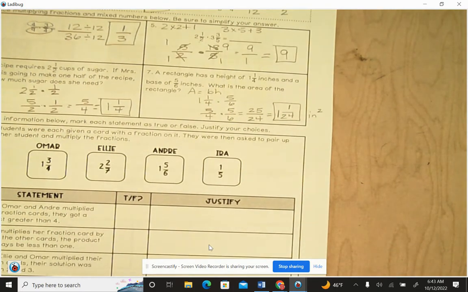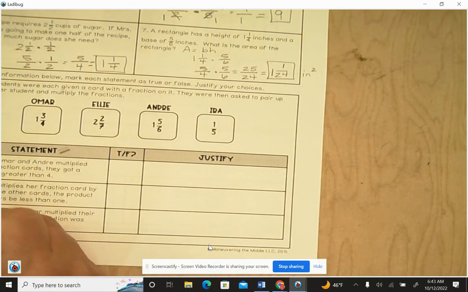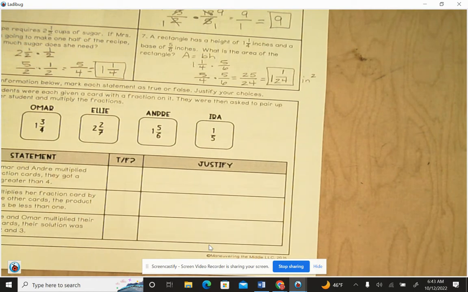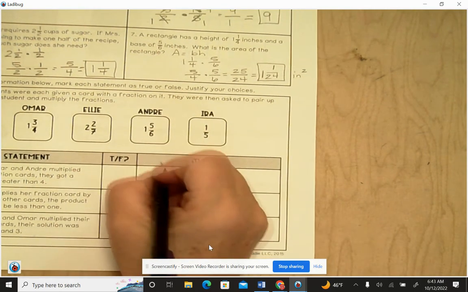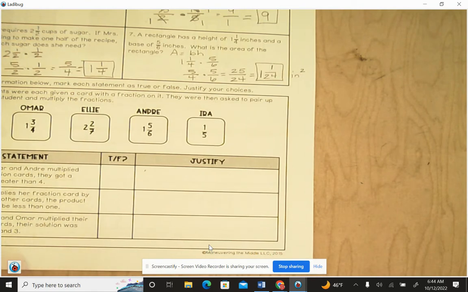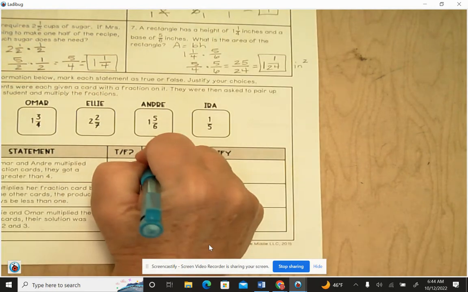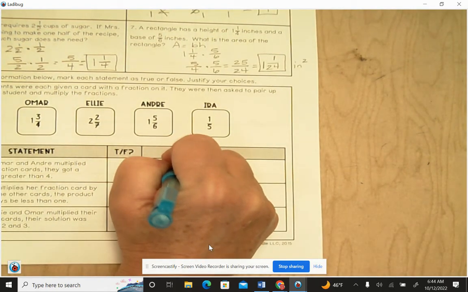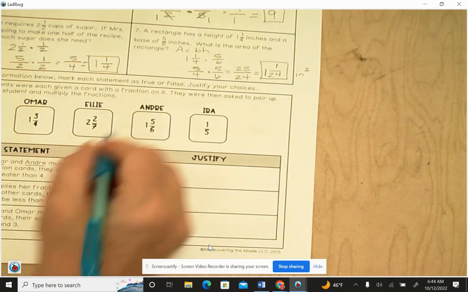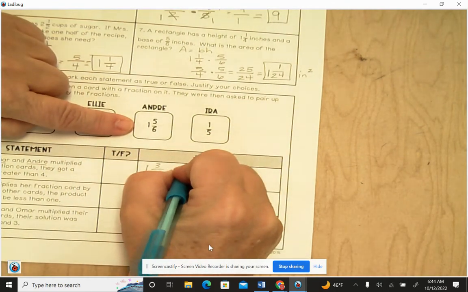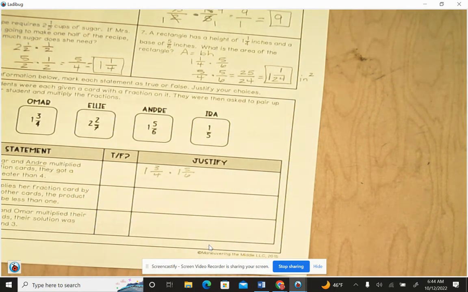Okay. 4 students were each given a card with a fraction on it. They were then asked to pair up with another student and multiply the fractions. So when Omar and Andre multiplied their fraction cards, they got a product greater than 4. So Omar is 1 3/4. You got 1 3/4 times Andre's card, which is 1 5/6. Let's make them improper fractions.